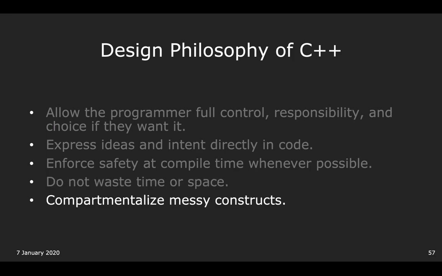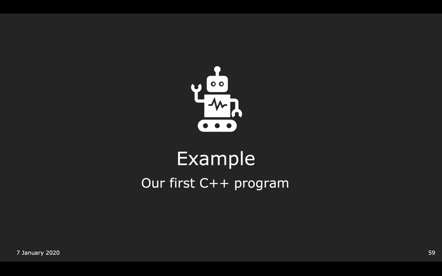Finally, the last part is compartmentalize messy constructs. As Anna said, the main weakness of C is it has no classes. So in C++, your goal is to compartmentalize all the messy features so that whoever is using whatever you wrote does not have to deal with it themselves. For example, the Stanford libraries compartmentalize messy constructs so that you don't have to worry about them. You want to be able to write libraries like the Stanford library.